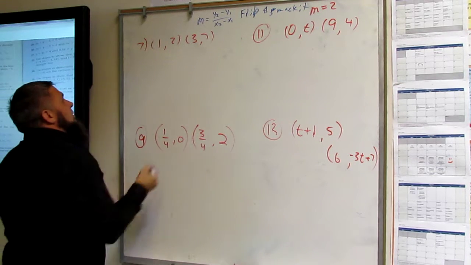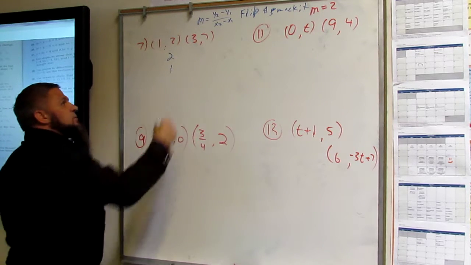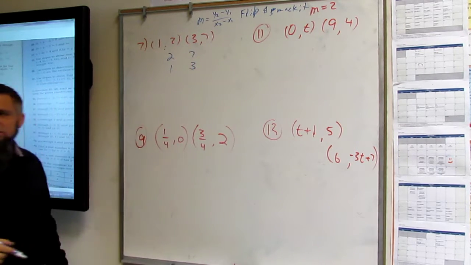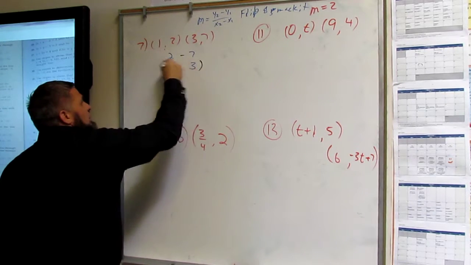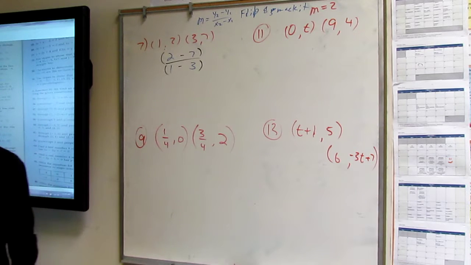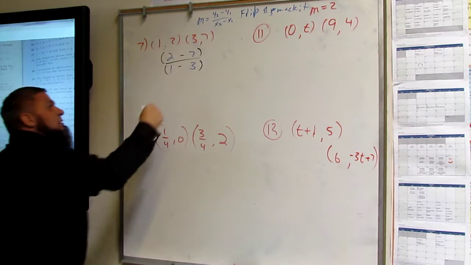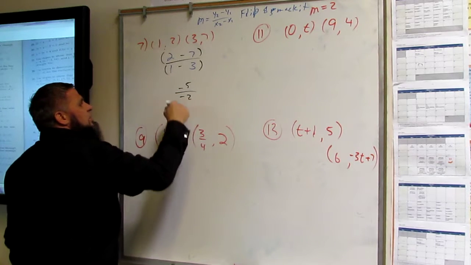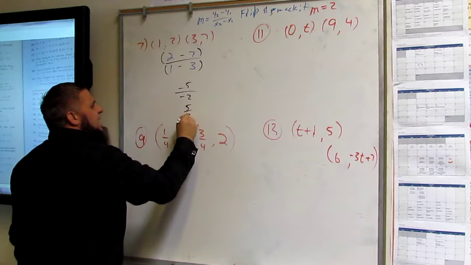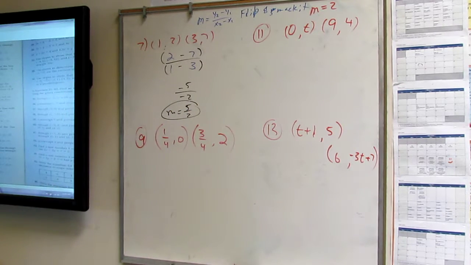Flip it. That's just going like this. I'm just putting the 2 over the 1. I'm just putting the 7 over the 3. Smack it. Right, Wyatt? Yeah. Okay? So we got 2 minus 7. I have minus 5. 1 minus 3. Minus 2. Minus makes a plus. I got 5 halves. That's m. And I'm done. Okay? Easy.